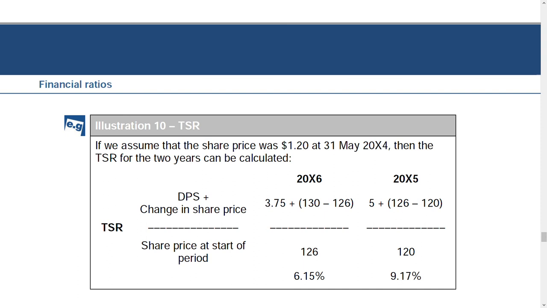So for 2006, DPS was 3.75 plus change in share price from 2005 to 2006, 130 minus 126, divided by the share price at the start of the period, which will be not 130, it's 126, because 130 is the closing share price for 2006, but 2005's share price will be the starting share price for 2006. That's why 126. Same way for 2005, it will be 5 plus 126 minus 120, the previous year, divided by the previous year, which is 120. If you see, it has declined.